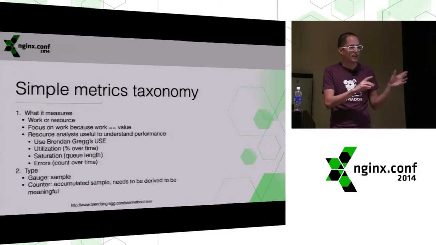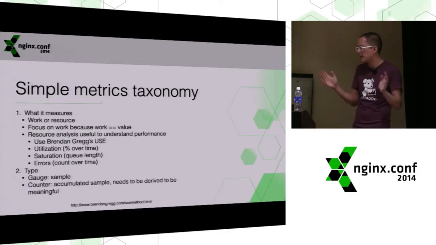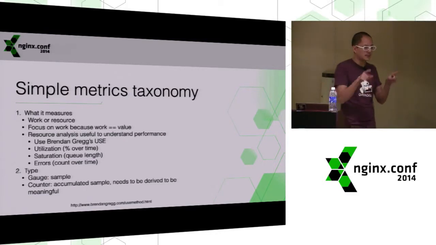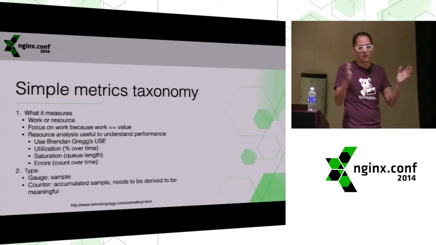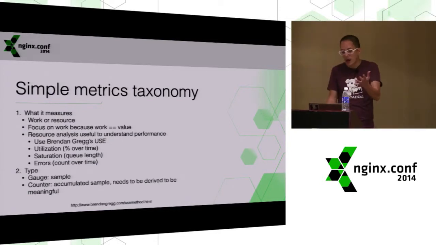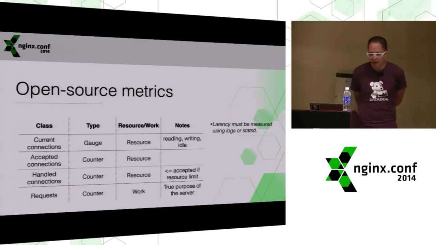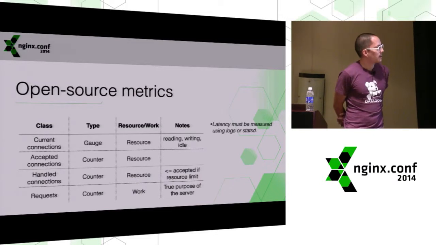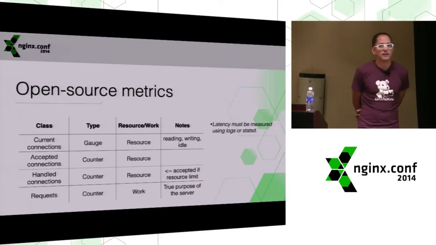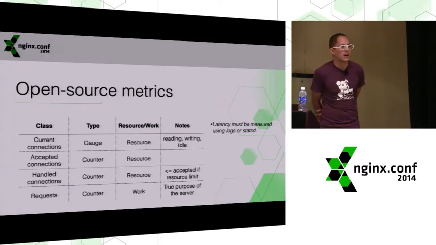Does that little thing make sense? It's a little way to cut different metrics, and it's going to be super useful. It obviously extends way beyond the scope of Nginx, but that's how I approach performance monitoring using metrics. So let's apply this little taxonomy to what you can get through open source metrics, I mean the metrics that are available through the stub status module.